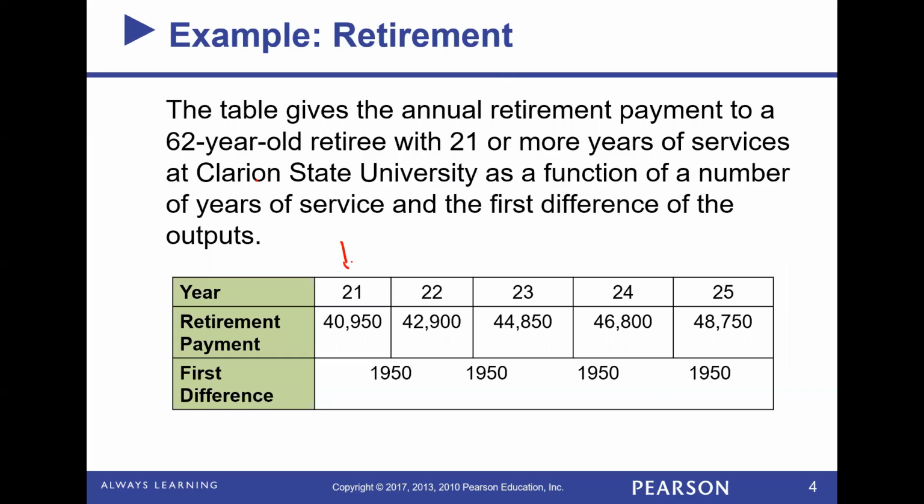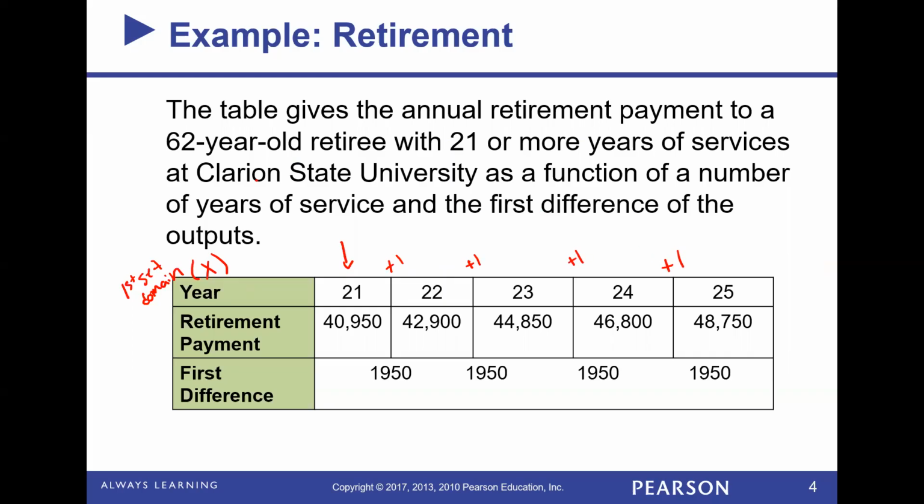As we start here, our years of service is our first set, which is normally what we would refer to as the domain. If you're using variables, we would normally call this the X variable. In our case, going from 21 to 22 to 23 to 24 to 25, our difference is that it adds one every single time, which is exactly what we want to see.